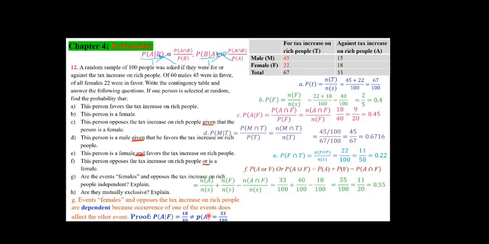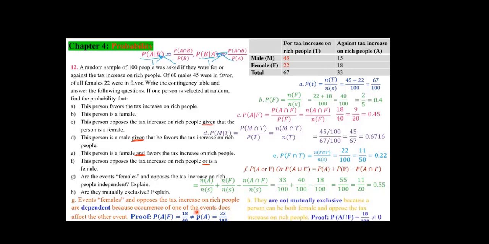So that's a proof. By the way, you can look at the probability of F given A and see if it's equal to the probability of F. So one more time, you could look at probability of F given A and ask yourself, is that equal to the probability of F? That's another way. Are they mutually exclusive? Remember, the definition of mutually exclusive is very simple. Do they have anything in common? And they do. Therefore, it's not.